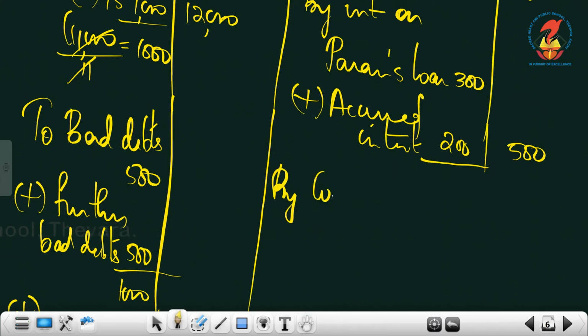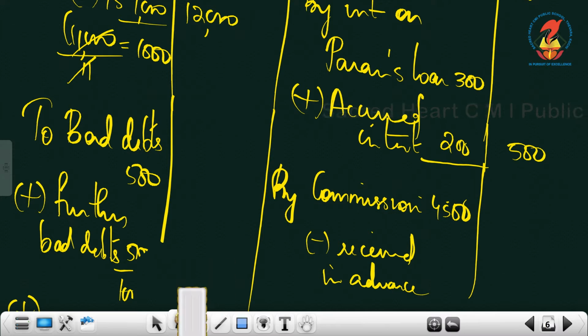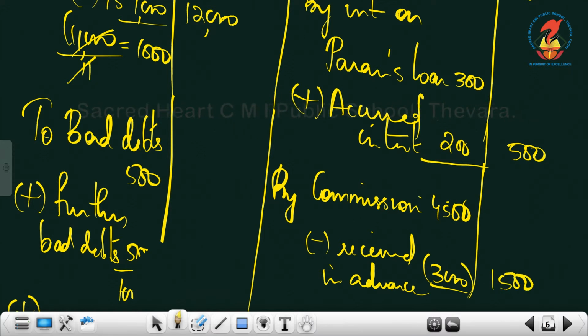So you have to write on the credit side by commission. In the column, the received amount will show, less received in advance. The amount already received is for this year only, it's not an advance amount. The adjustment amount is the advance 3,000. So that you have to deduct, it's actually next year's.